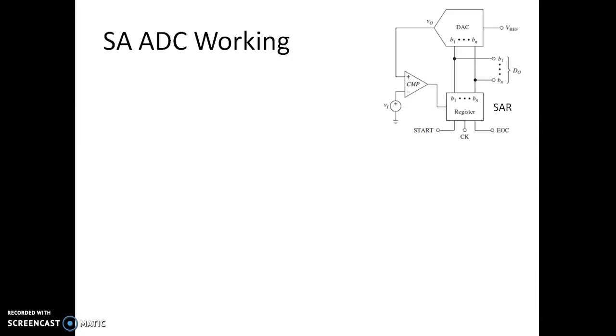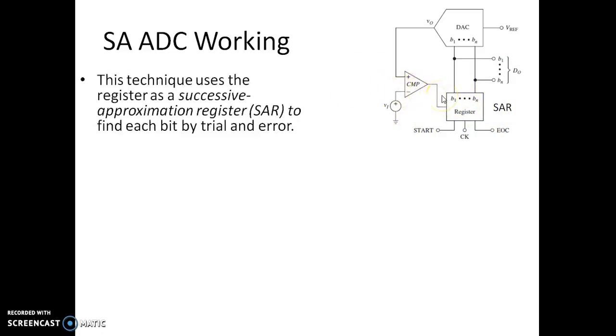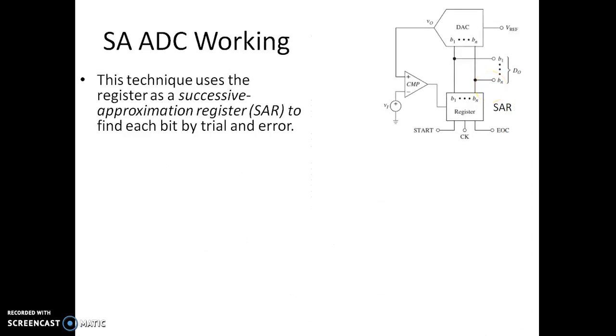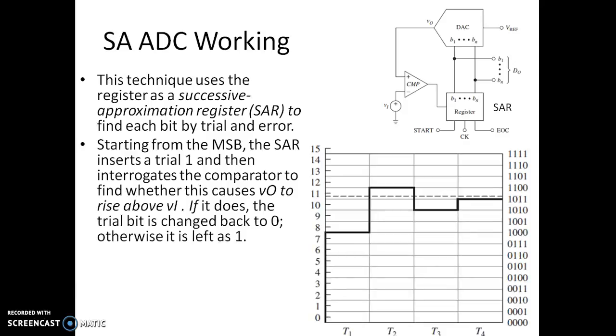Now let us see, of course, this is what we are looking at, a successive approximation ADC. This technique uses a register as a successive approximation register. How this works is, we are going to find each bit by trial and error. We're going to find the output voltage by trial and error, to get the digital equivalent of the analog signal.